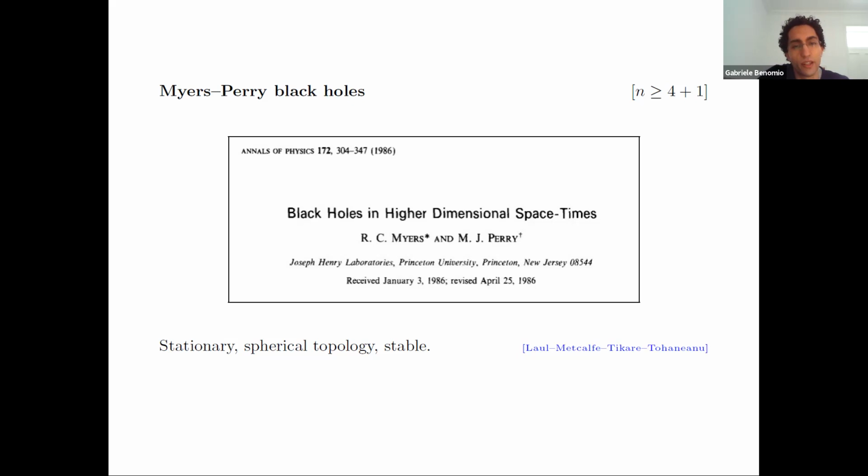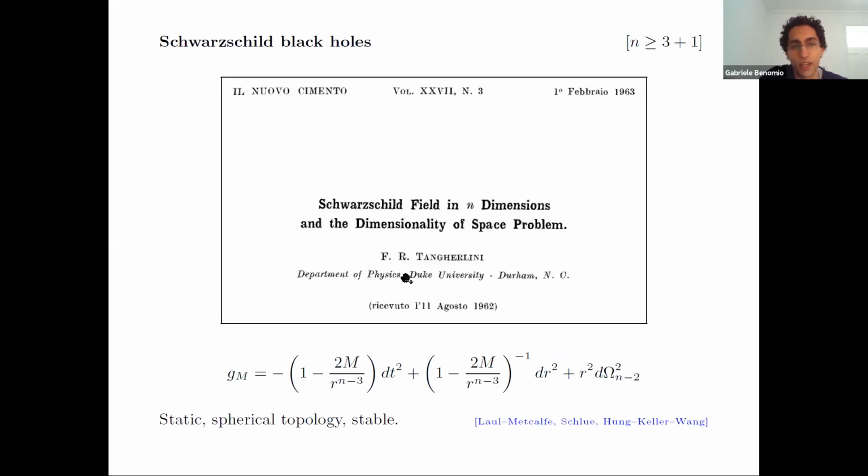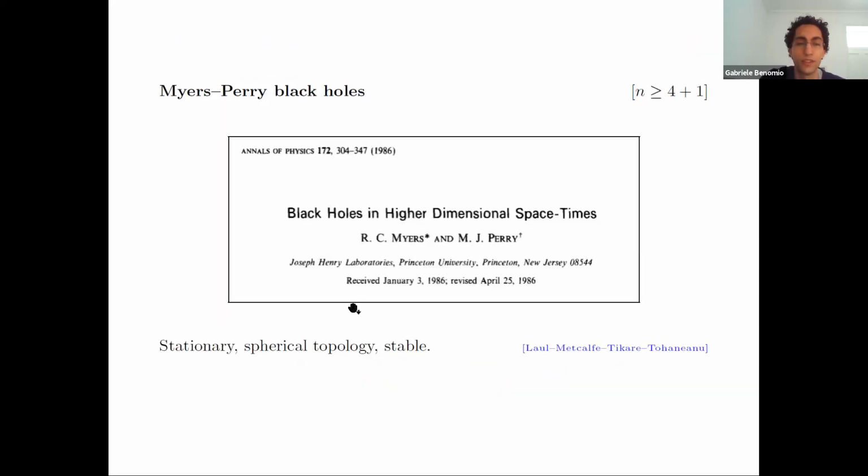So this is a family of stationary rotating black holes. And because of the high number of dimensions, the black hole can possess two or more axes of rotation, where the number of axes available depends on the number of dimensions that you consider. This family in particular contains as a subfamily the family of n-dimensional Schwarzschild black holes when the rotational parameters are set to zero. And as for the Schwarzschild black hole, Myers-Perry black holes have spherical horizon topology, and at least in certain parameter regimes, this family of black holes is expected to be nonlinearly stable.